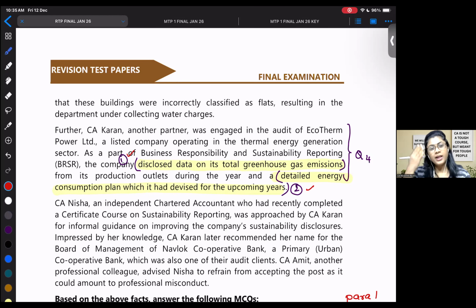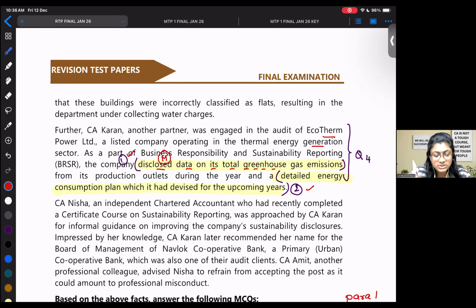Can you say? Just apply the logic, the basic things. The company's operations, the company's main thing has to be disclosed. That comes in mandatory disclosures. This is thermal energy. So can you say, data on total greenhouse gas emission, is it mandatory or optional? That forms the basis of the company. They are engaged in the thermal power. So it is mandatory.